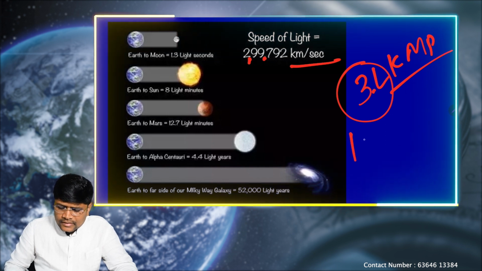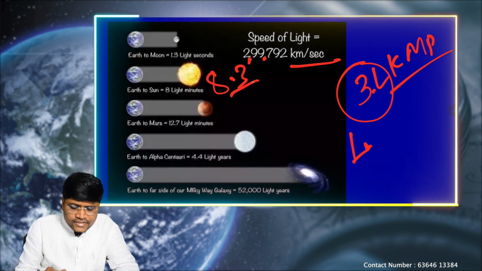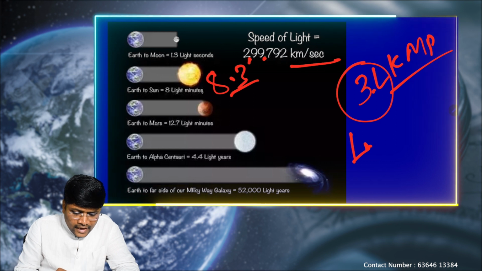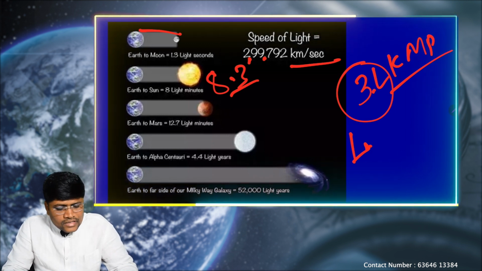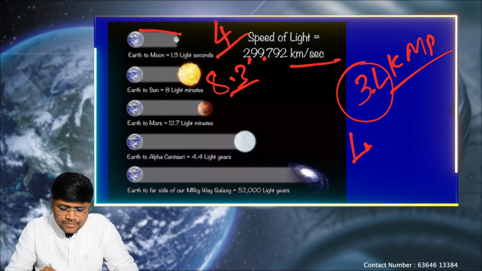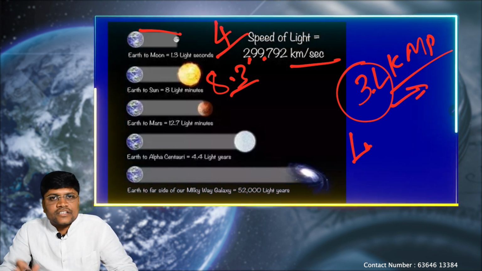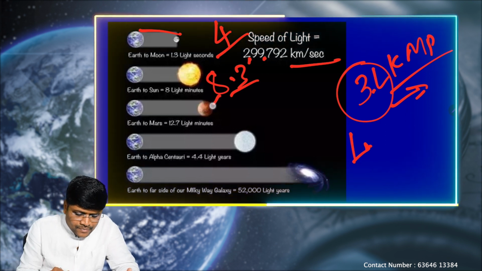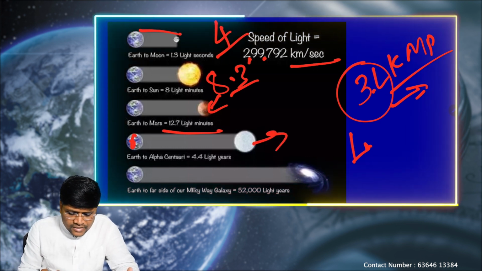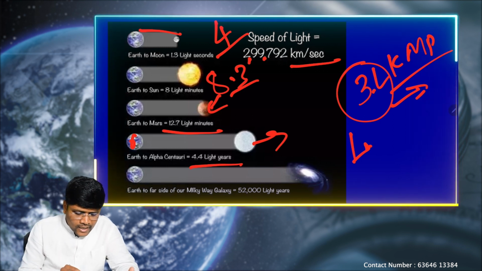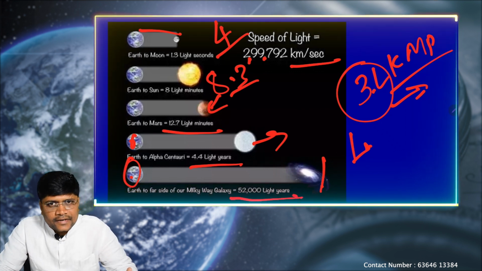So sunlight takes almost 8 minutes to reach the earth. In terms of light, we can say 8 light minutes is taken by sunlight to reach the earth. The distance between earth and moon is on average 4 lakh kilometers, which is 1.3 light seconds. Earth and Mars is 12.7 light minutes. Earth and Alpha Centauri is 4.4 light years. And finally, the distance between the earth and the farthest side of the Milky Way galaxy is 52,000 light years.